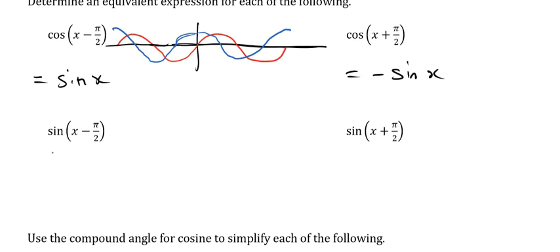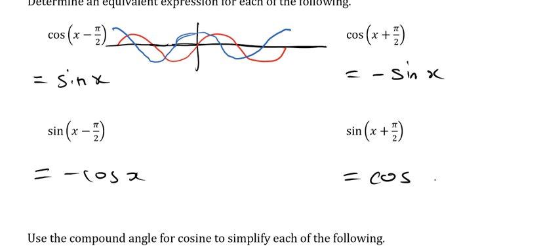Now sine of x minus pi by 2. So now I'm moving to the right, and by a quarter of the graph, I'm taking the red curve and moving it to the right. So what's it going to look like? Hopefully we're getting the hang of this. Negative cos of x. And if I take sine and I move it to the left, what do I get? What do you think? Cos of x, right?